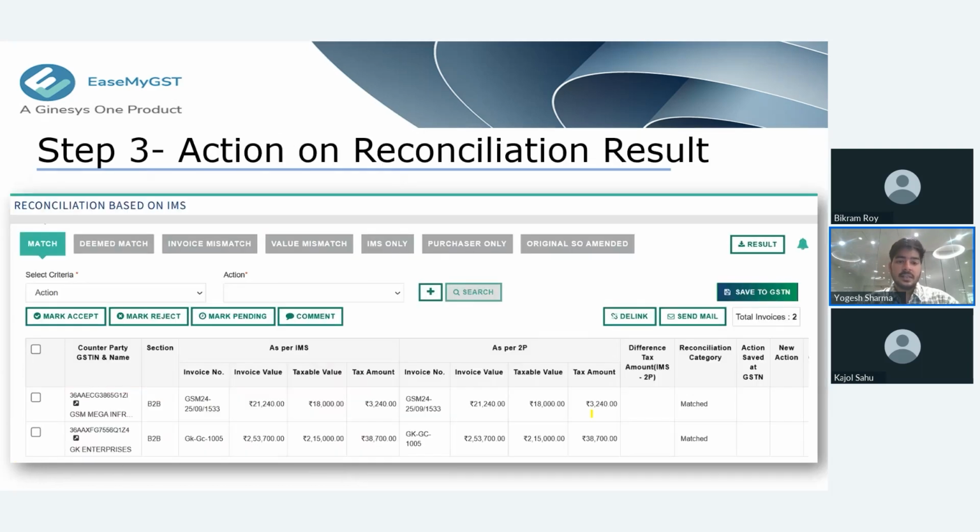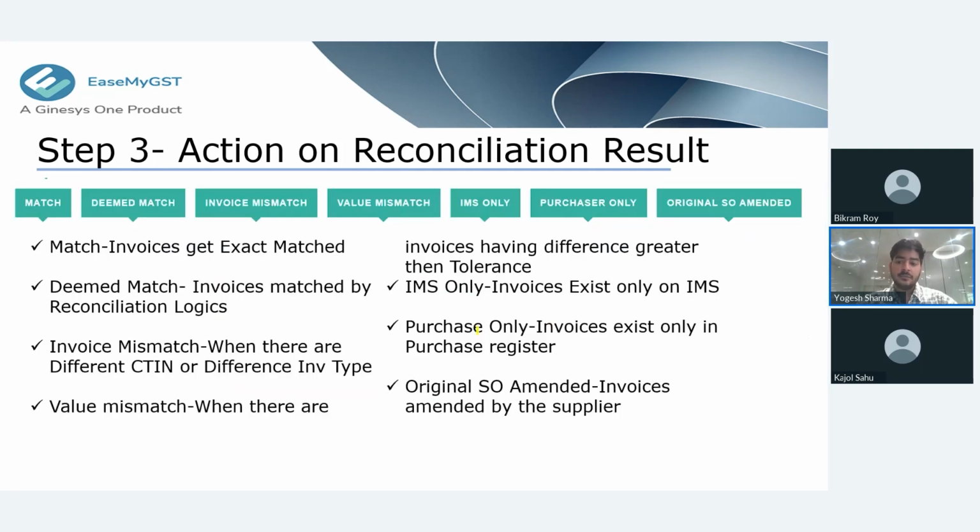Now the third is action on the reconciliation result. This is how our reconciliation result will look. We are dividing your result into 7 categories so that you can see them easily and take action on them. So I will explain all those categories one by one.